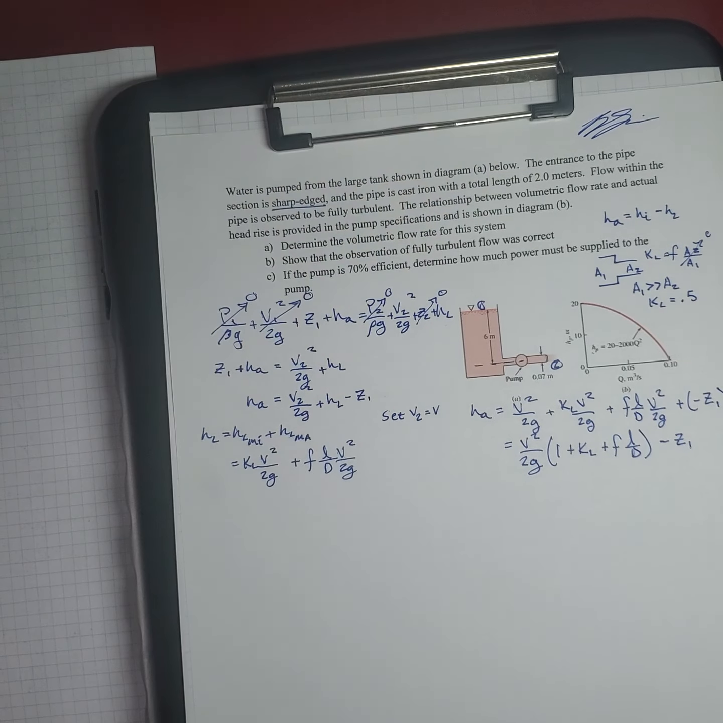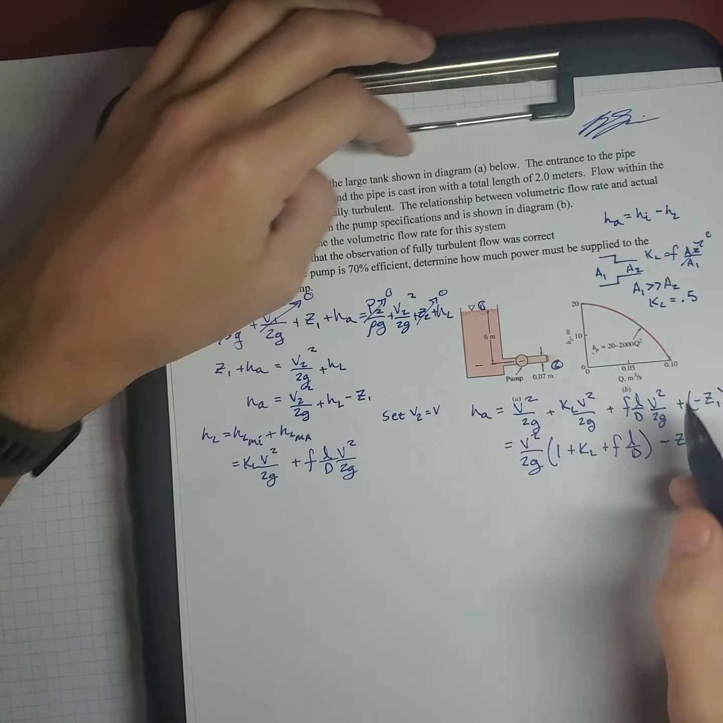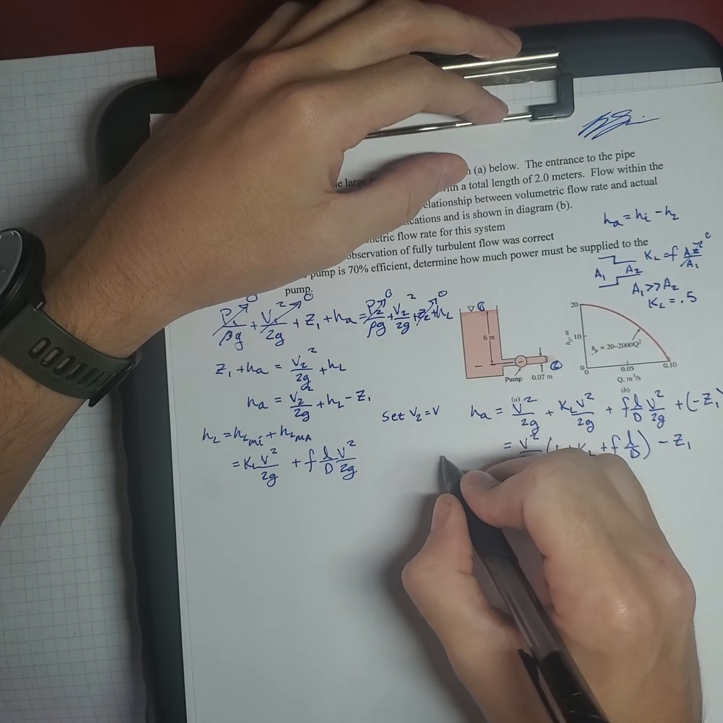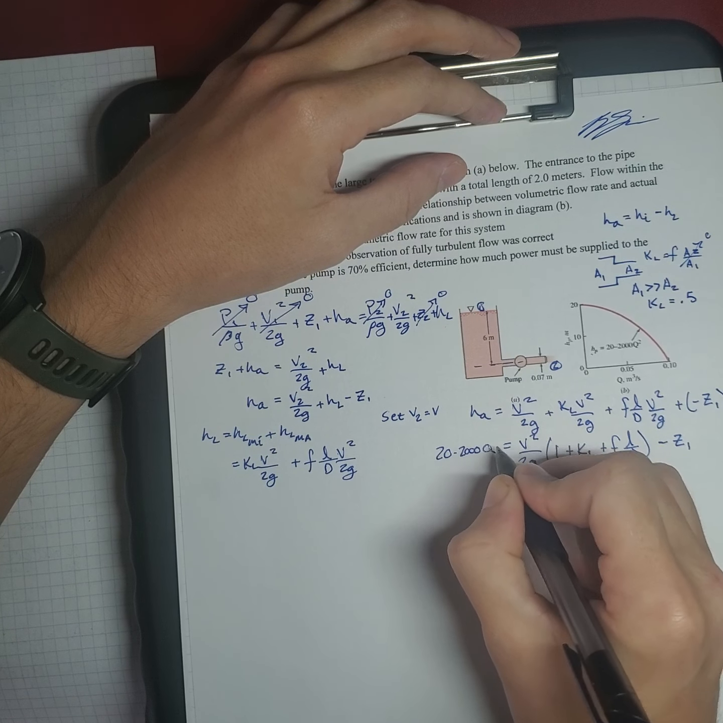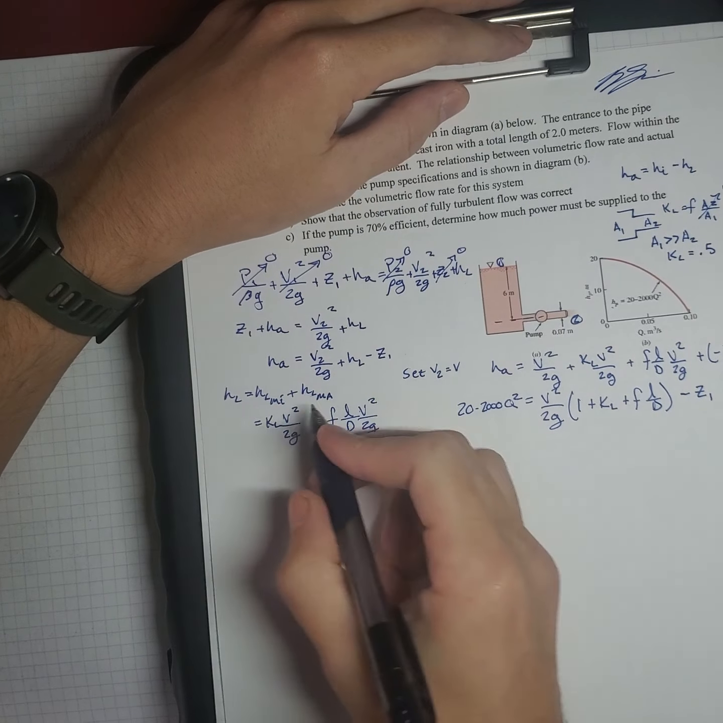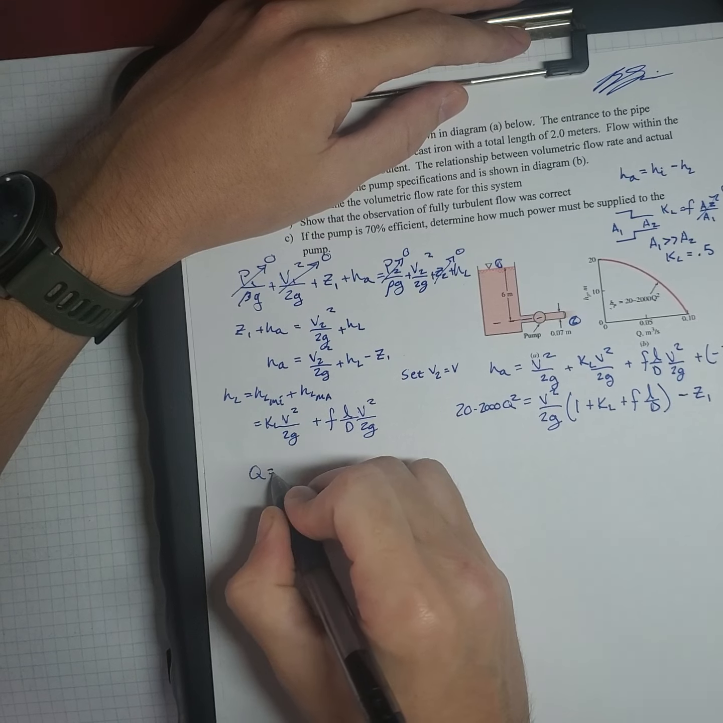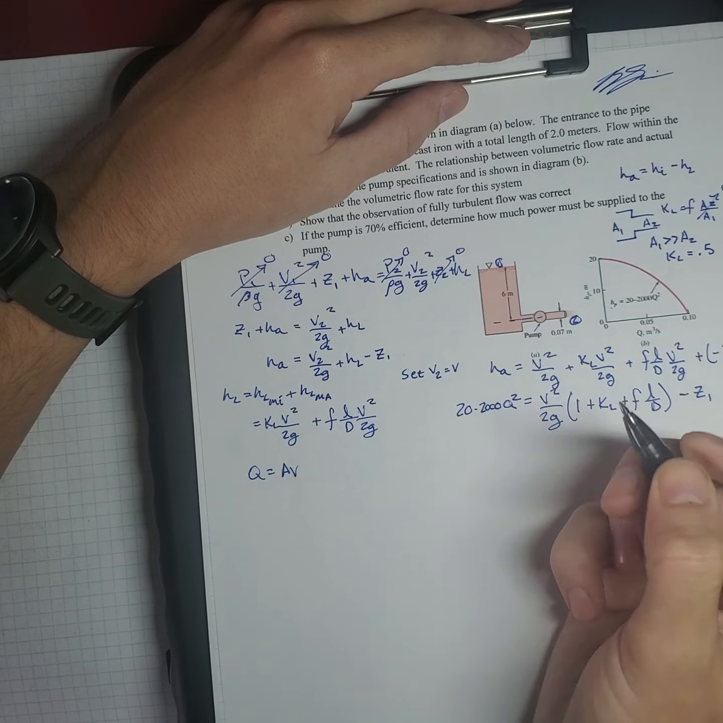Caught the minus that time. All right, and let's also input this value here given by the equation. Let's solve for Q. Q is equal to the area times the velocity.